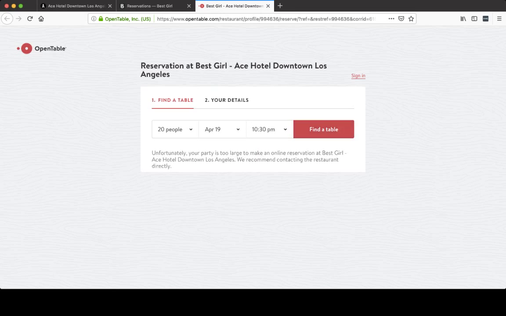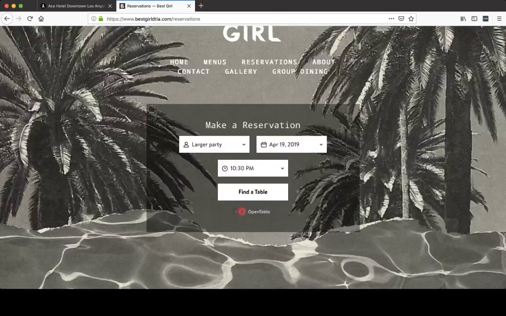Unfortunately, your party is too large to make an online reservation at Best Girl. Then why is there an option? We recommend contacting the restaurant directly. Should I say 450? Yeah, why not. Give them a range. We say we're not sure yet because we still need to tell people about this. This is for the concert that's happening at the place, the same night.